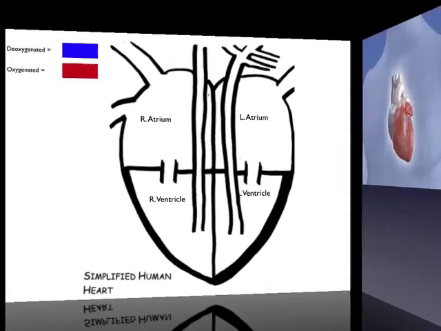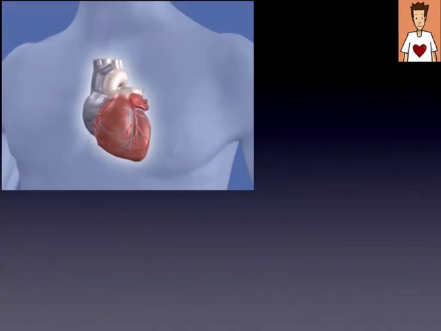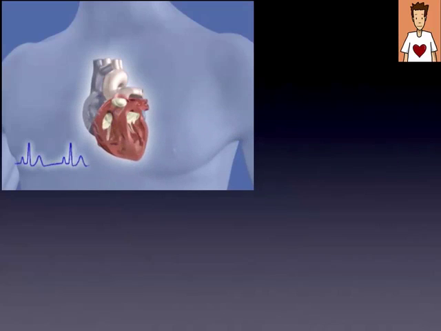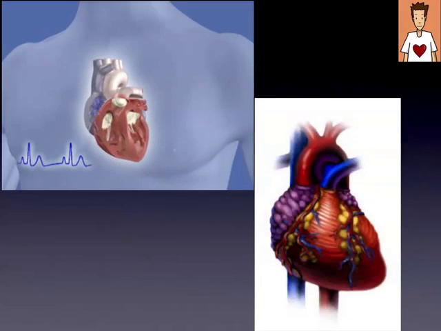If you watch this animation again, what happens is the atrium contracts, pushing blood into the ventricle, then the ventricle contracts, pumping the blood out of the heart completely. And that's what these signs indicate, the contracting of the atrium and the ventricle, sending blood to the lungs and back out to the body.